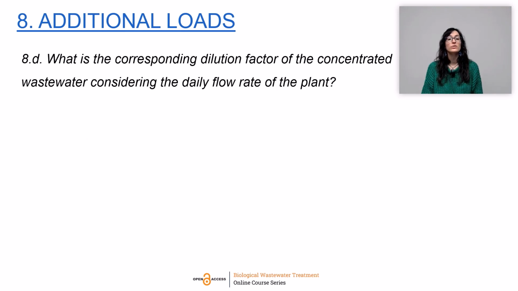Let's move now into the last question, in which we have to calculate the corresponding dilution factor of the concentrated wastewater. This means that we want to know how many times the flow rate of the wastewater coming to the plant is higher than the concentrated wastewater flow that we are adding as an extra stream.